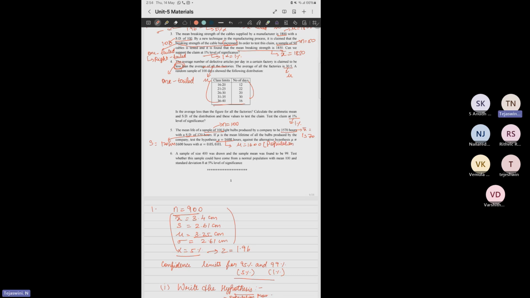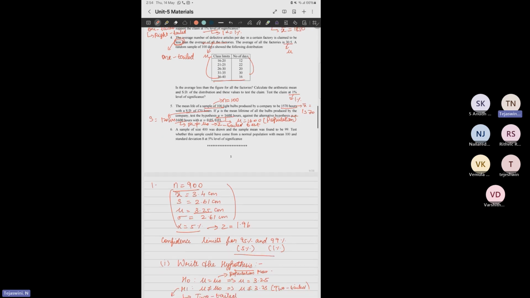They have given us the hypothesis directly. Mu is not equal to 1600 hours. That is, mu is not equal to mu naught. So it will be a two-tailed test at level of significance 5% and 1%.